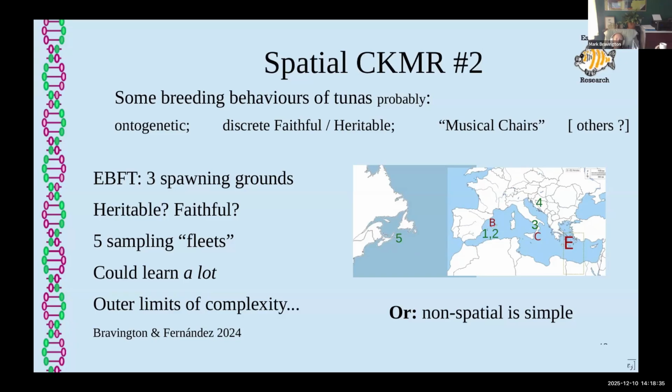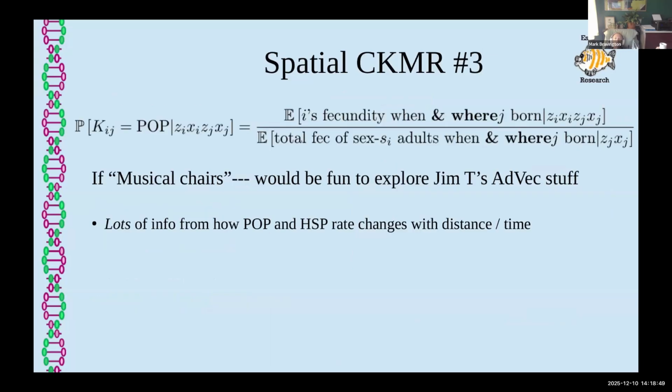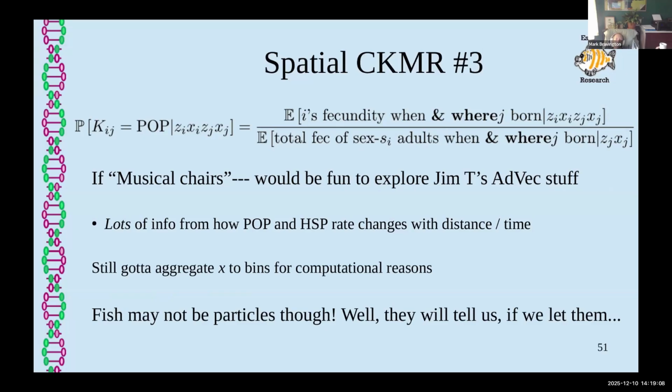It's not an obvious choice. But the big lesson behind this is control your sampling carefully. Focused sampling is what made SBT tractable, and it's the same for other situations. I won't say anything much about this now, but it would be a lot of fun to explore the musical chairs spawning model in the context of what Jim Thorson was talking about yesterday. There's a lot of information to do with relative distances and times that's buried in the data sets here. Whether you need to do it is another question. Would be fun, but we may not need to go down that route.